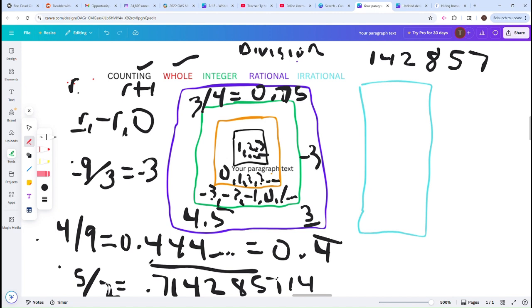Now, in this case, like the 4 divided by 9, the 4 repeats forever. But in this case, we have more than one digit that repeats forever. 5 divided by 7 is 0.714285714. And you can see how the numbers shifted to this, and then 0.7142857. Now, we multiply 142,857 times 7, you get 999,999. Kind of a weird number.